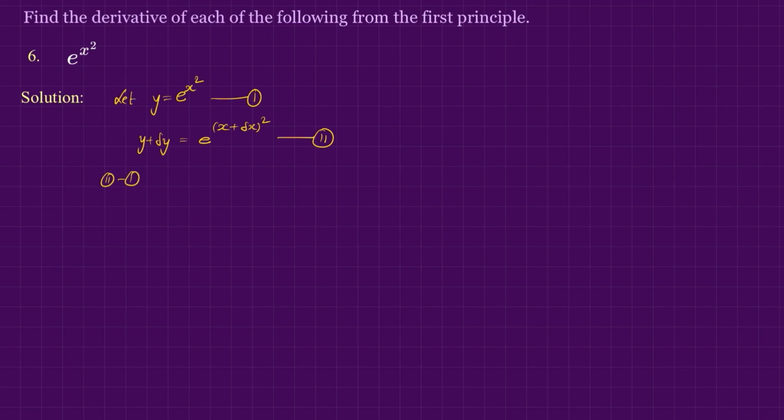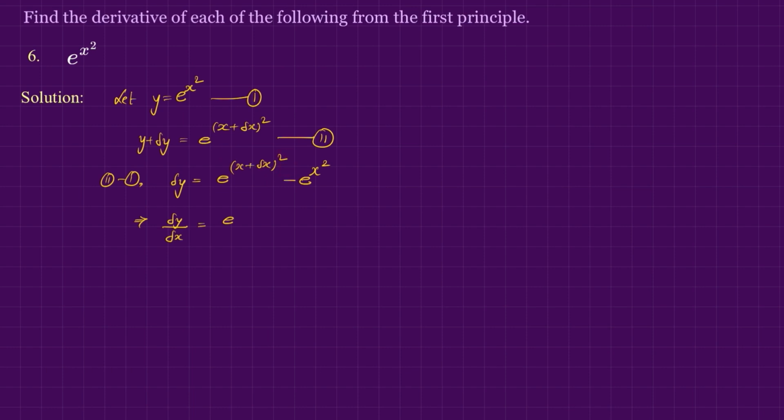Subtracting 1 from 2, I will have delta y equals e to the power x plus delta x whole square minus e to the power x square. Let us divide both sides by delta x. We will have delta y over delta x equals e to the power, now in the power of e, we have x plus delta x whole square.